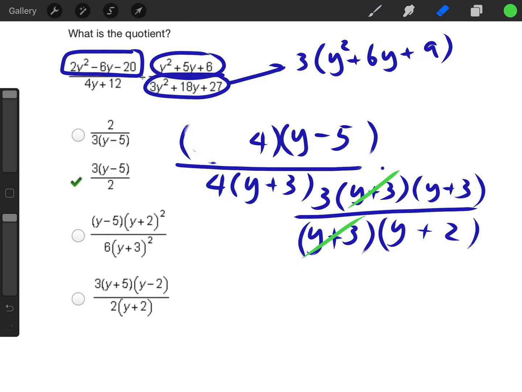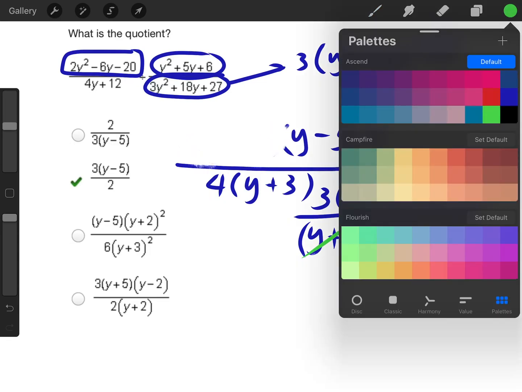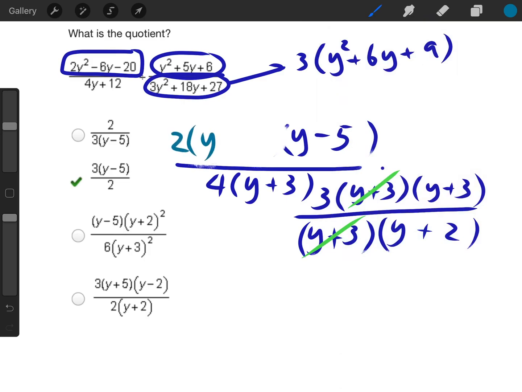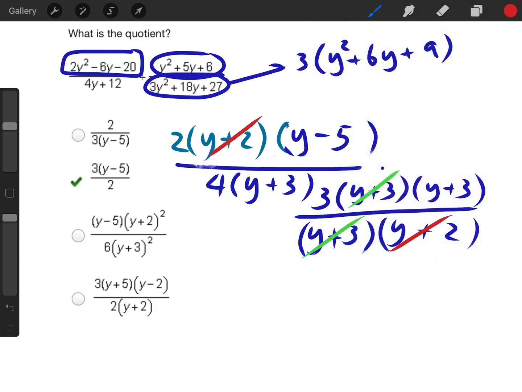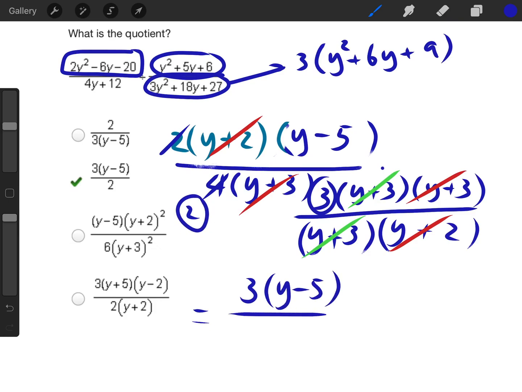I can rewrite this, factor out the 2. So 2 times y plus 2. Okay, so cancel all these. Cancel all these. Okay, so now, oh, cancel some more. So what you have here is just 3 multiplied by y minus 5 over 2. Sorry, this one's a little messy, but that's your answer.